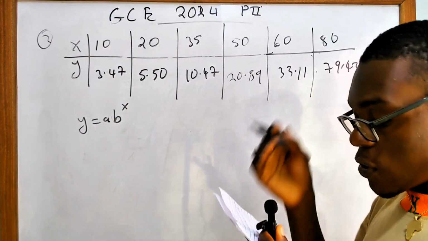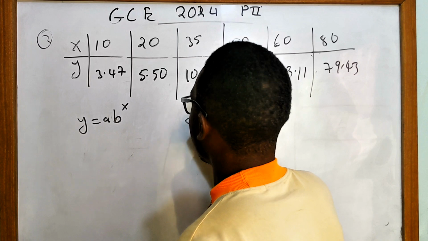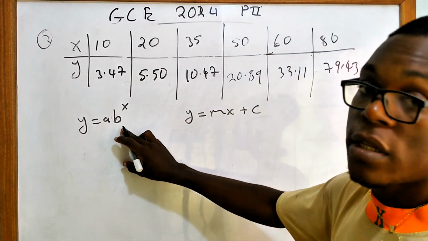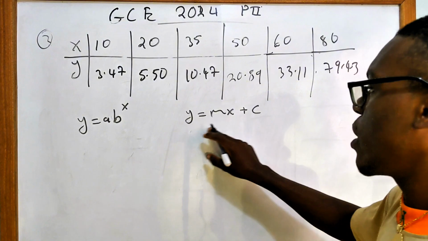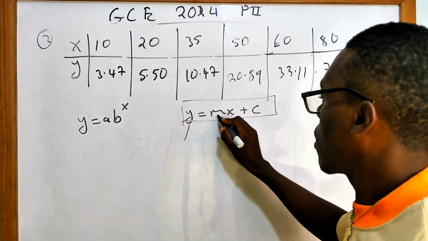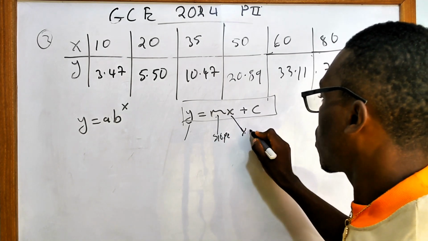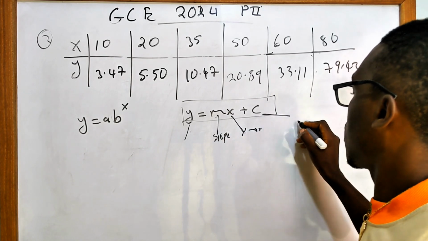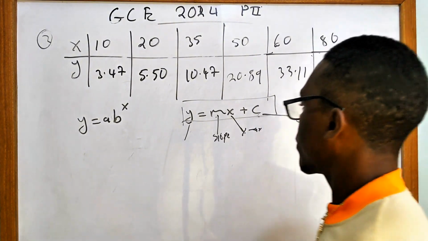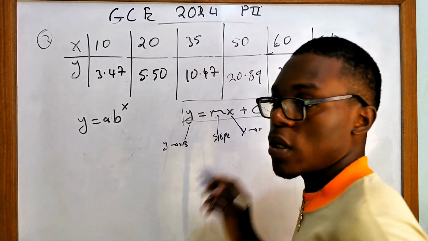You are asked to plot a straight line graph. Remember the equation of the line is y is equal to mx plus c. We have x at this point, therefore we need to make it look in this form. This is the y coordinate, this is the slope of the graph, this is the x coordinate, x axis, and this is the constant.